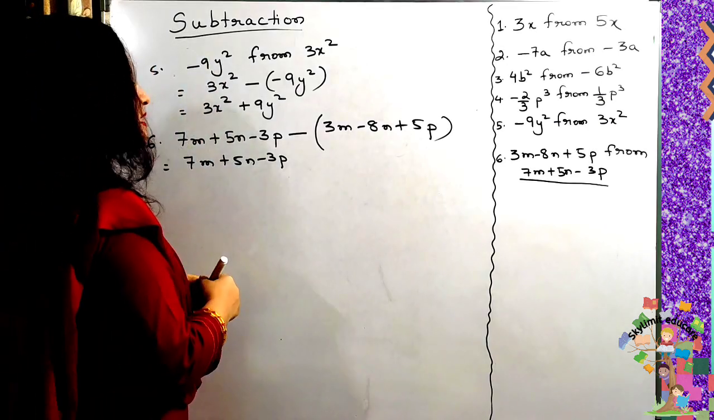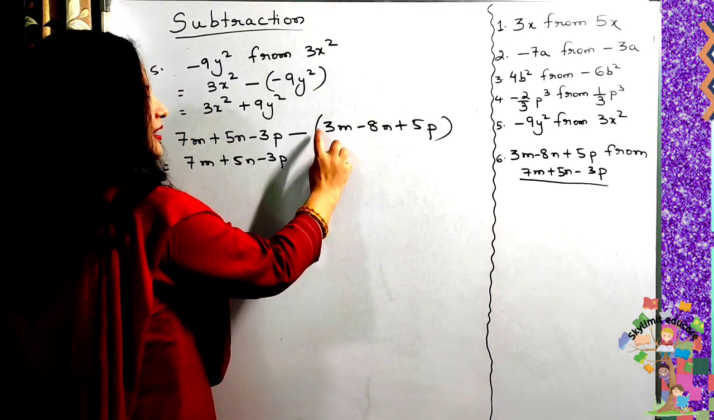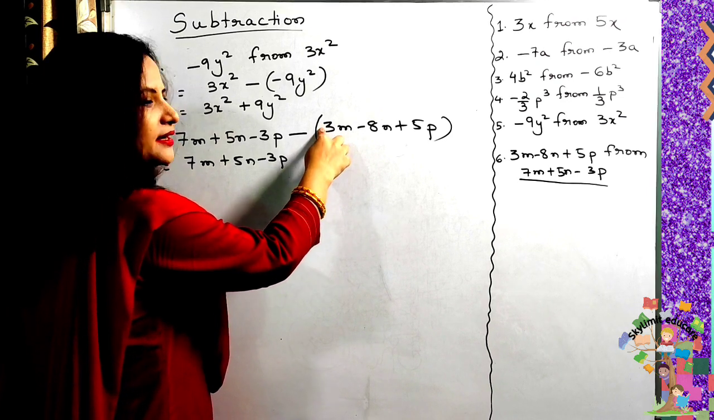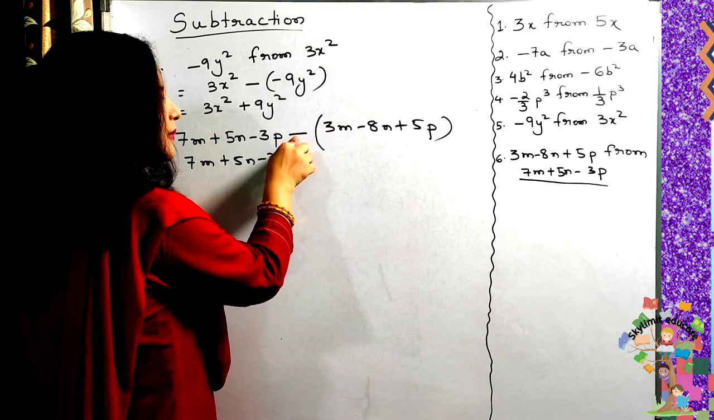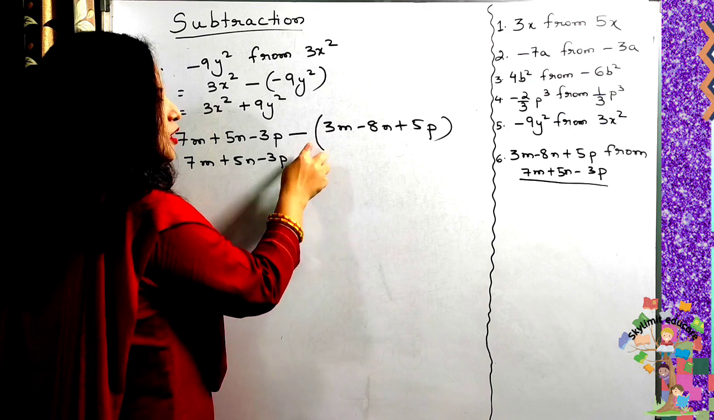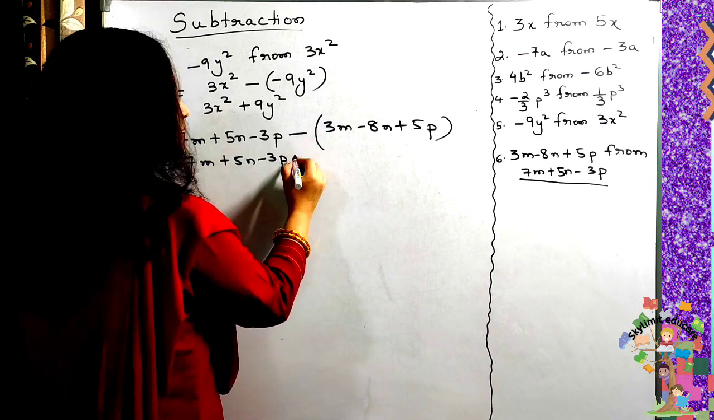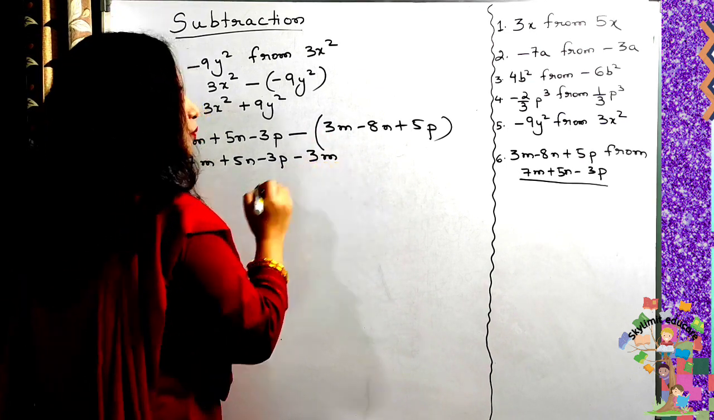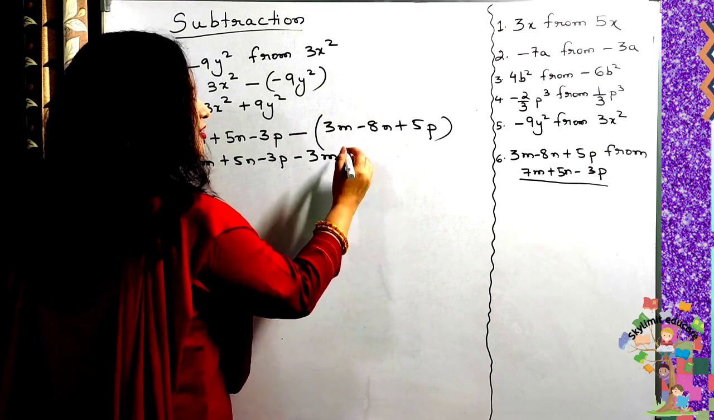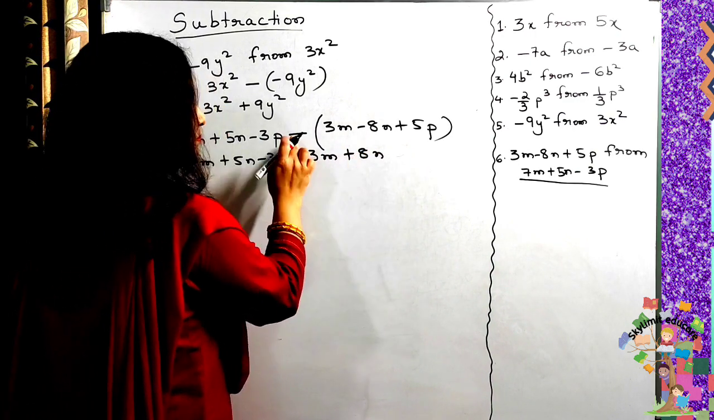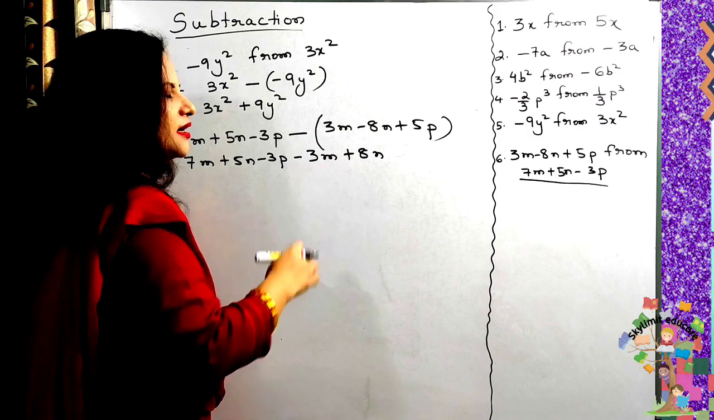Okay, so you see here 3m is inside the bracket. 3m doesn't have any sign. That means 3m is positive. So the minus sign is outside. You multiply minus multiplied to plus will give you minus. So that means plus 3m becomes what? Minus 3m on opening the bracket. Minus 8n will become plus 8n. You can see also minus multiplied to minus will give us what? Plus.